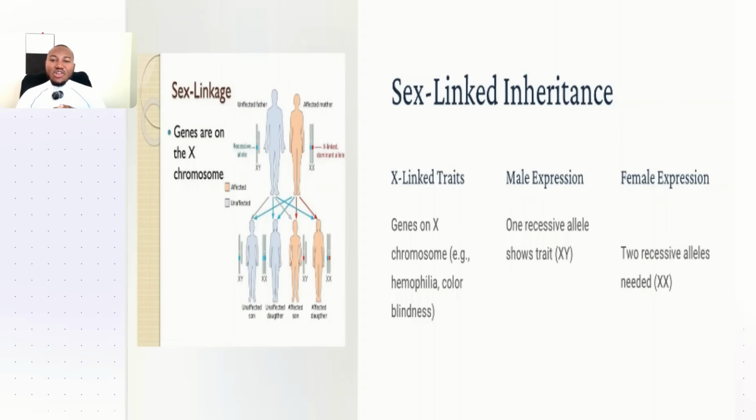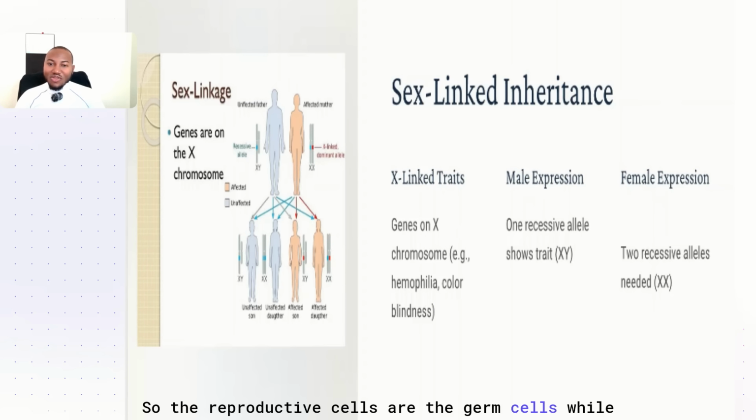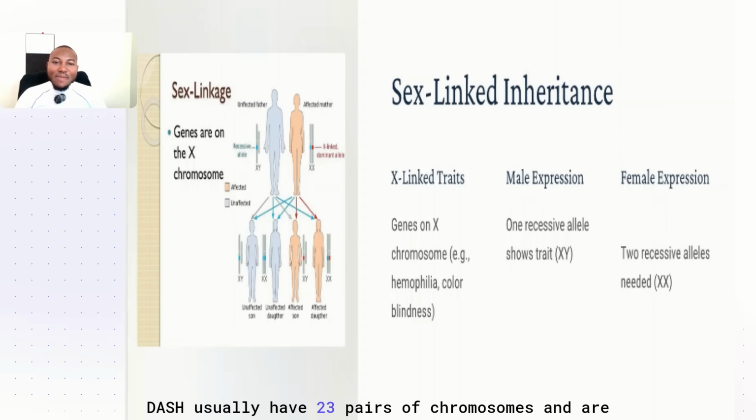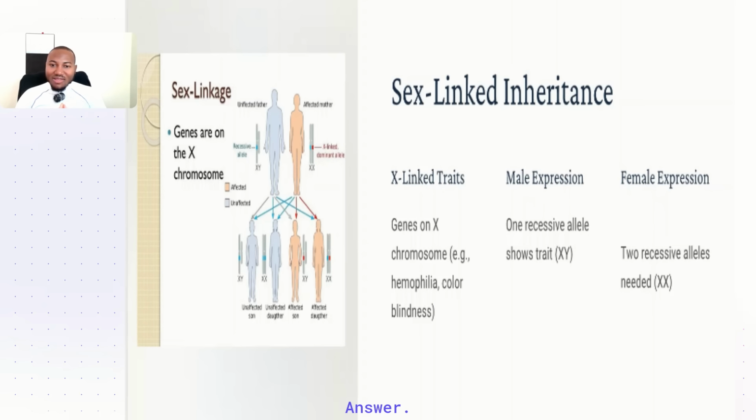You should also be able to know the difference between somatic cells and germ cells, right? So the reproductive cells are germ cells, while the somatic cells are what? The non-reproductive cells. It's as simple as that. So all of the body's non-reproductive cells called dash usually have 23 pairs of chromosomes and are thus called dash cells. Answer: somatic cells, 23 pairs of chromosomes, diploid. Simple. Somatic cells, diploid. D.